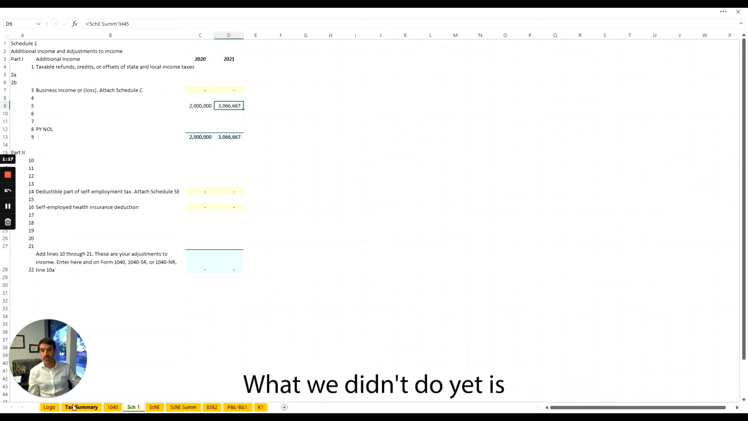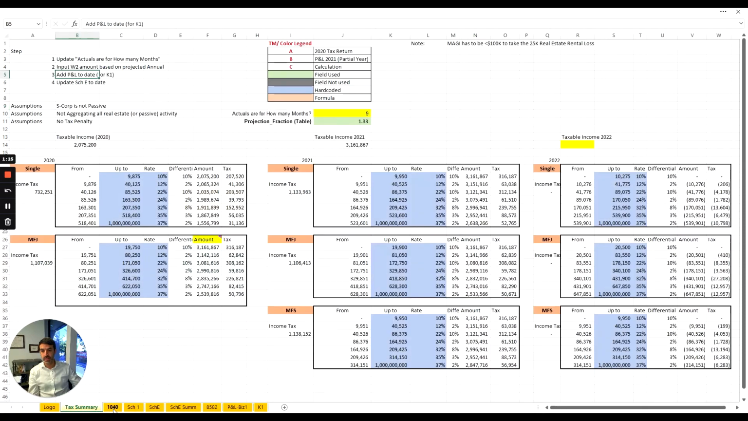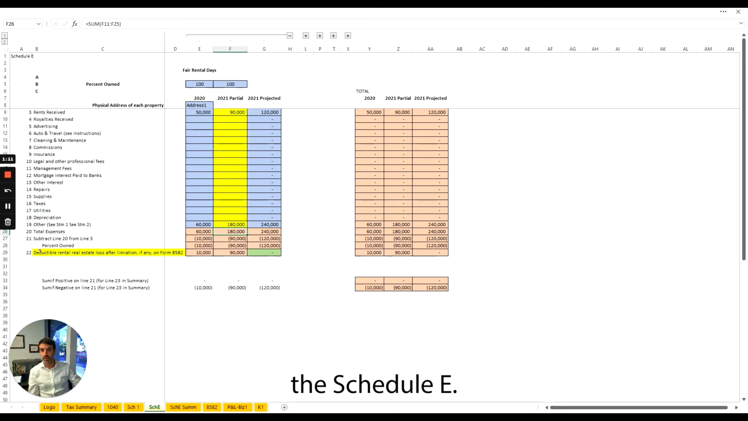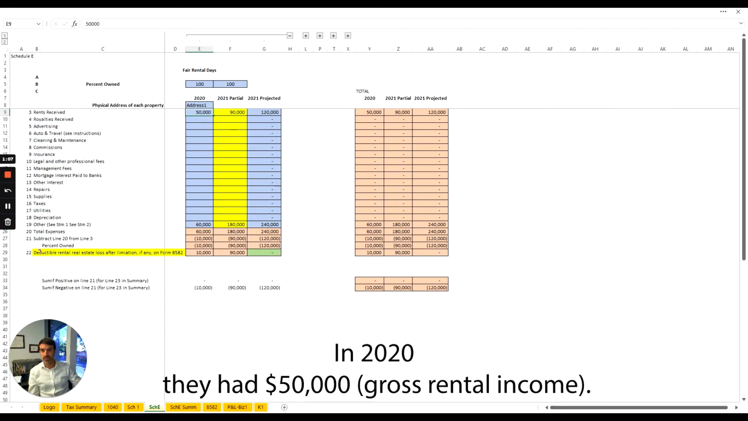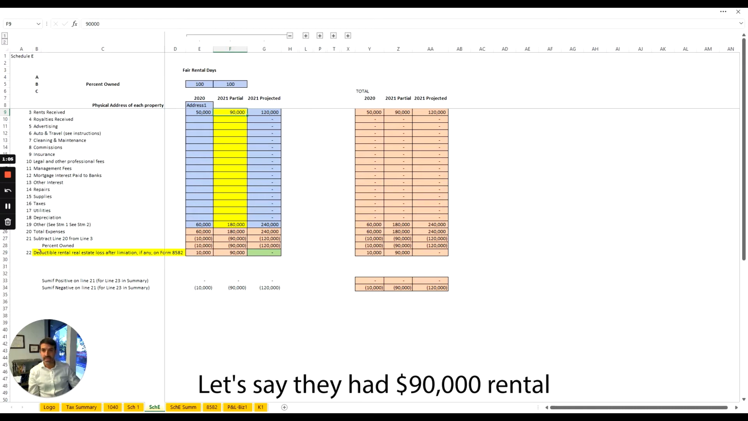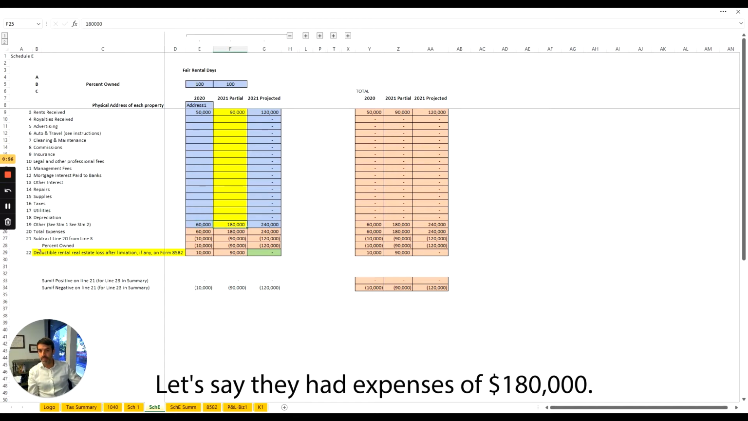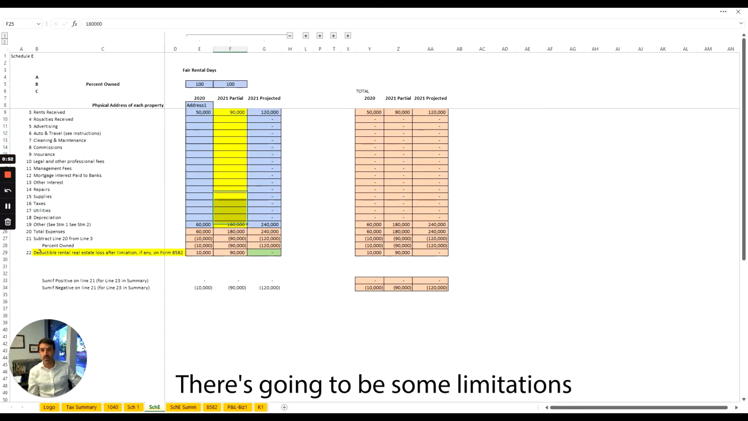Right. One thing we didn't do yet is the Schedule E. So if we go to the Schedule E over here, let's say in 2020 they had $50,000. Let's say they had $90,000 rental income. Again, we are just using some assumptions obviously over here. Let's say they had total expenses were $180,000. We're just going to combine it for simplicity's sake.